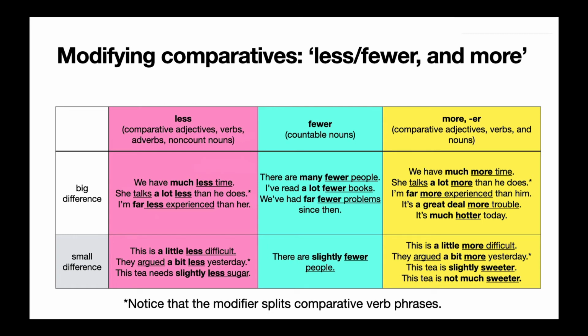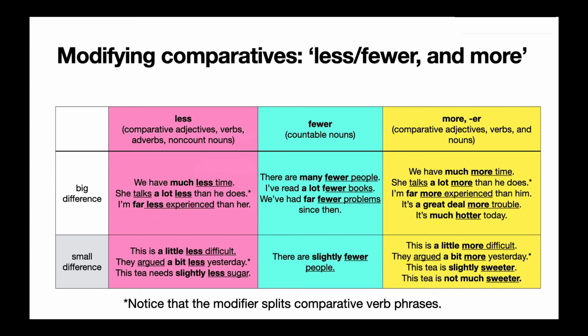Then in the last row, if we want to make a small difference, we would say a little or a bit, just the same as with adjectives and adverbs. This is a little less difficult. They argued a bit less yesterday. We can also use adverbs like slightly. This tea needs slightly less sugar. When we use countable nouns, we would really only use slightly. There are slightly fewer people.